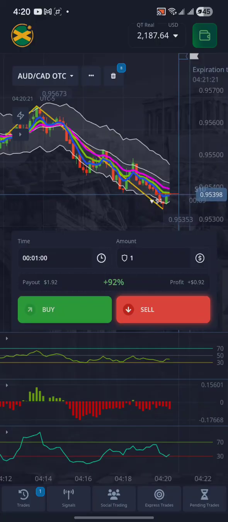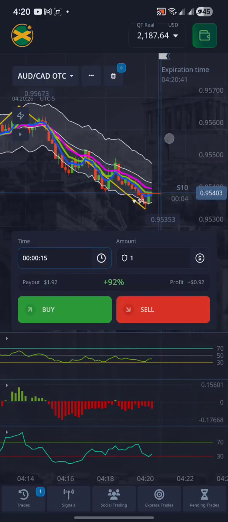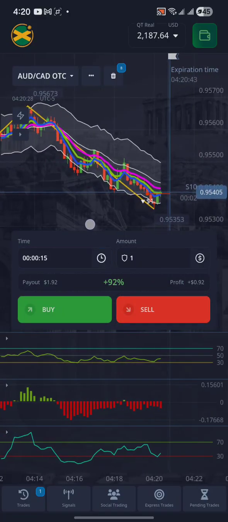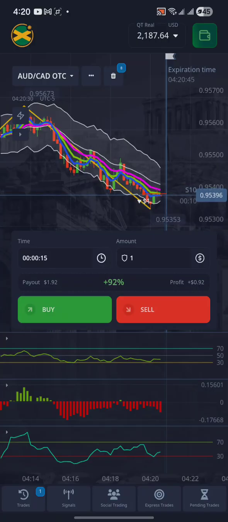See, as we say, every time we take a 1 minute trade, it would have come back up. So we know 1 minute is not necessarily going to work. We can start this on 15 seconds or a 3 second trade.